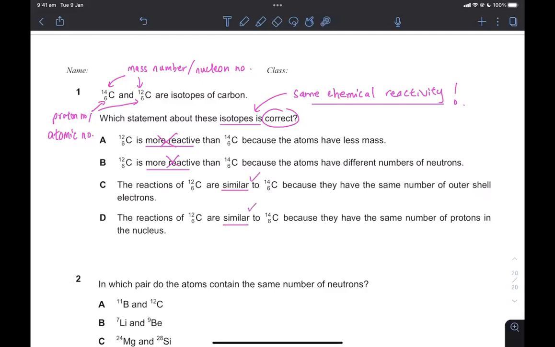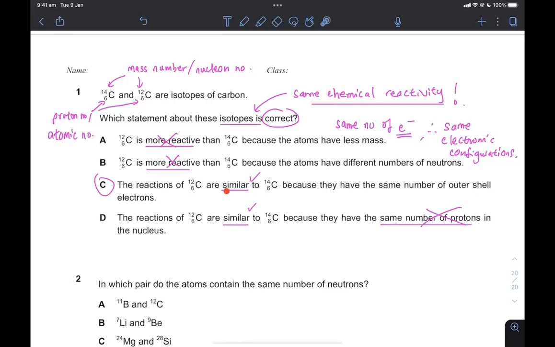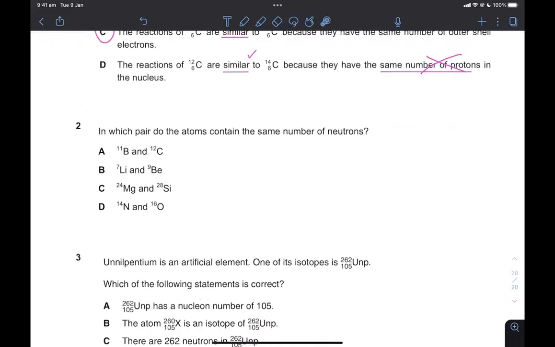And the reason why they have same chemical reactivity, as stated in the syllabus just now, is not to do with the same number of protons, even though this is the definition of isotope. This is not the reason for why they have the same chemical property. In the syllabus, it says because they have the same number of electrons, therefore same electronic configuration. Cambridge really wants you to be able to write this particular reason: same number of electrons, therefore same electronic configuration, therefore same chemical reactivity. Hopefully that makes sense.